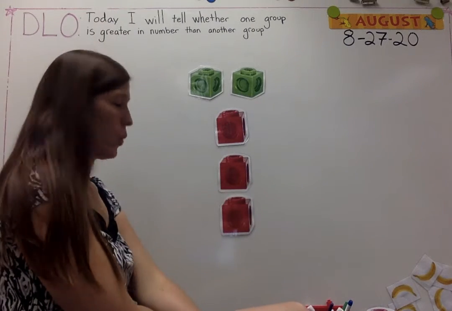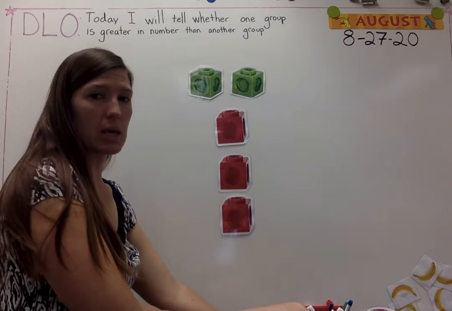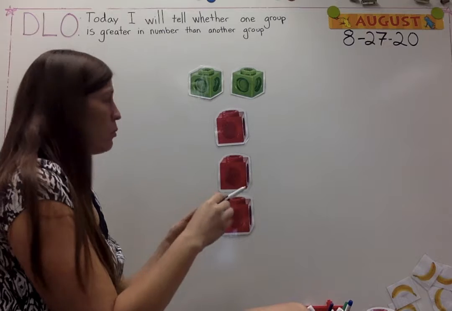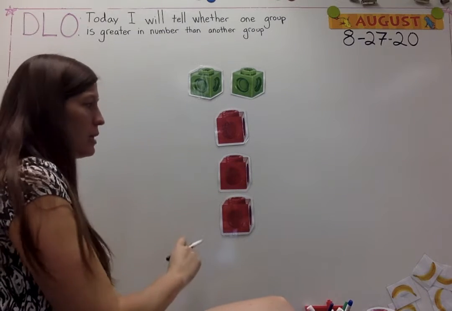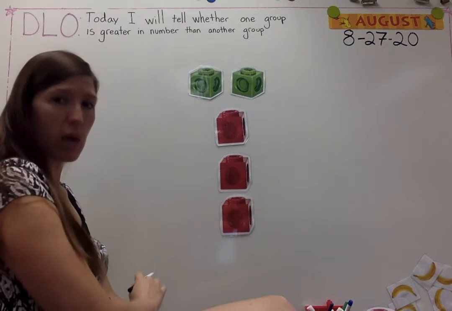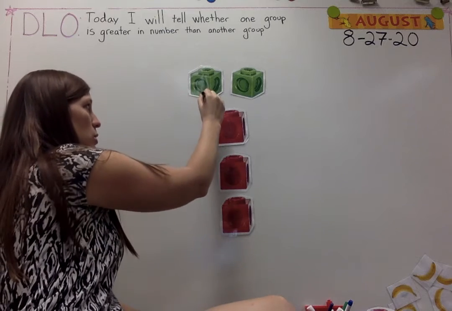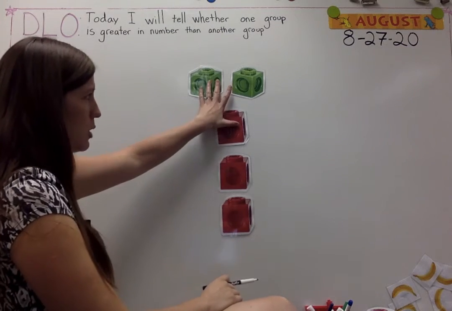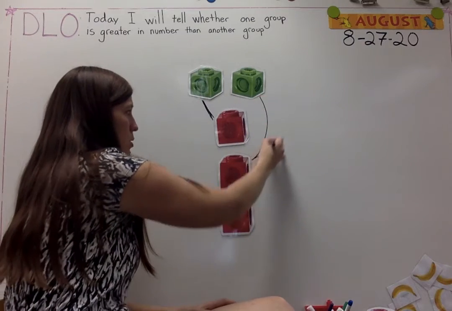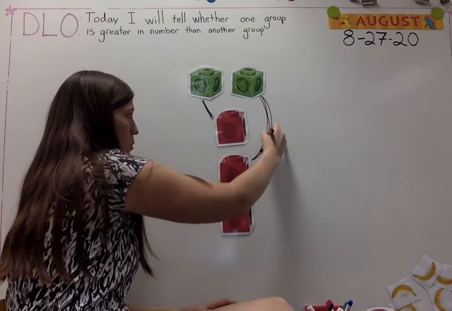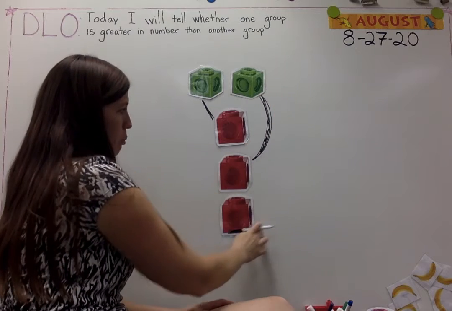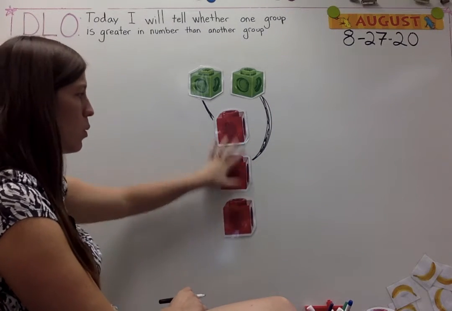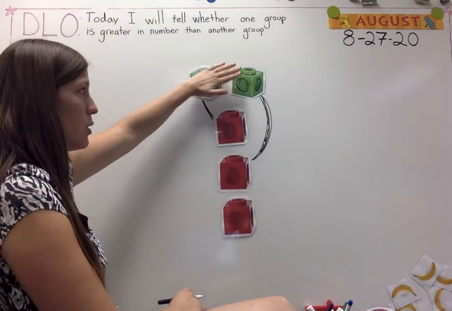I put them in a different order. We're going to do the same matching, just like we did before. Let's match them and see if one group is greater than the other. I'm going to match this one to this one. That's matched. I'll match this one with this one. But this one doesn't have a match. So that means there are more red cubes than green.